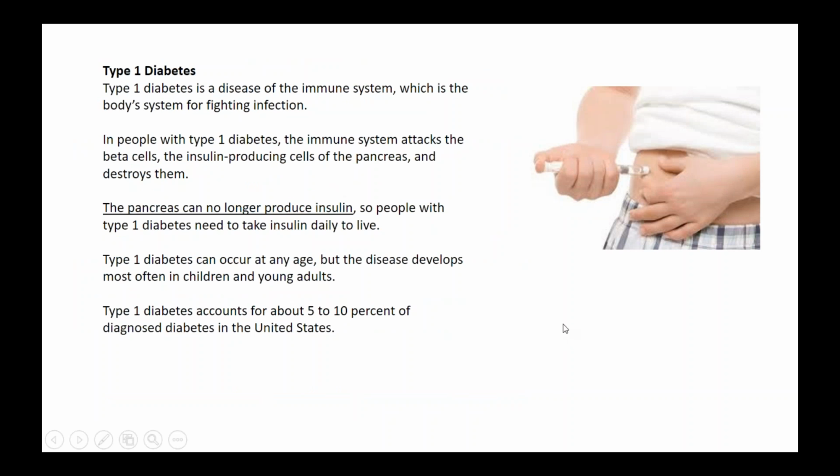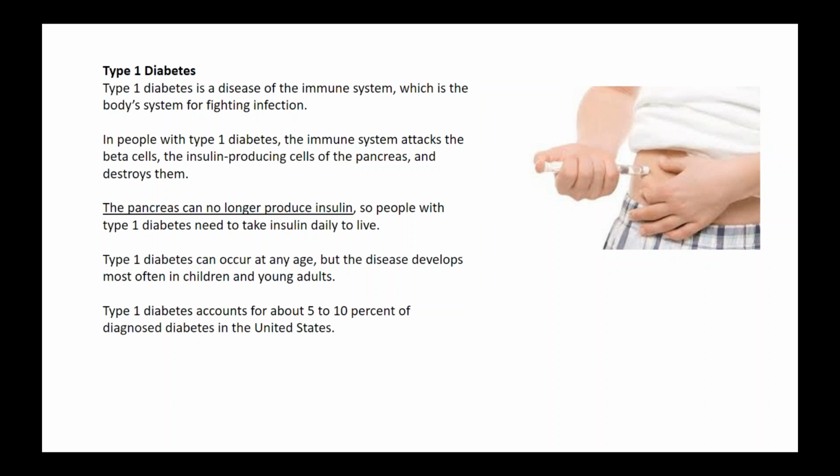Now, type 1, let me just talk about this real quick, is a disease of the immune system, where the body is fighting itself like an infection. Type 1 diabetes attacks the beta cells, right? Remember, beta does the insulin, alpha does the glucagon. It attacks the insulin-producing cells of the pancreas and destroys them. The pancreas can no longer produce insulin. That's why people with type 1 diabetes have to give themselves shots, sometimes one a day, sometimes three a day, depending on the severity of it, right?